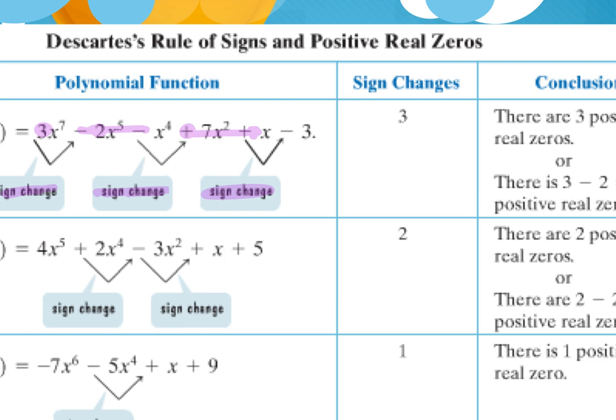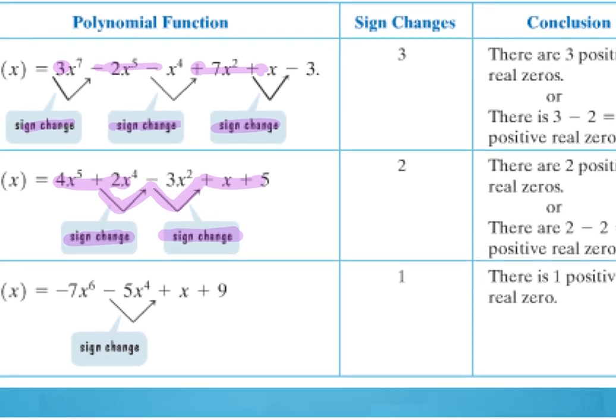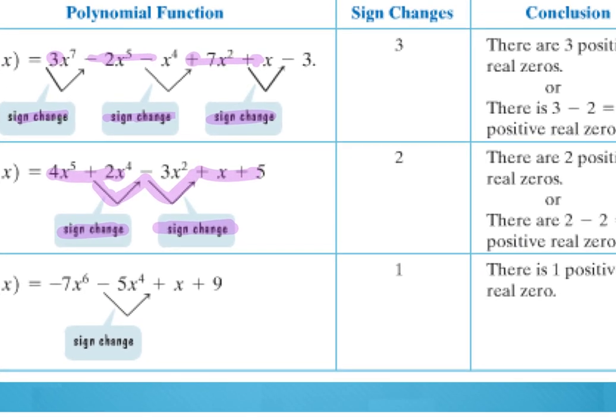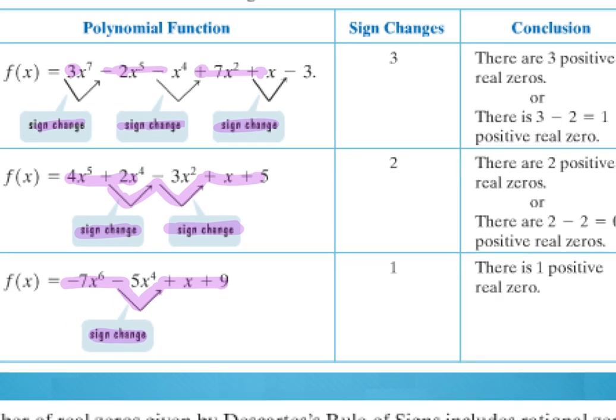If you go to the second one, you count the sign changes. It starts positive, stays positive, becomes negative. That's 1 sign change. It goes back to positive, that's a second sign change, stays positive. That's 2 sign changes, which means there are either 2 or 0 positive real roots. And then the last one, it starts negative, it changes to positive, it stays positive. There is only 1 sign change, which means there is 1 positive real zero. If I wanted to do this for the negatives, I'd have to go in and replace all those x's with negative x and then find it.